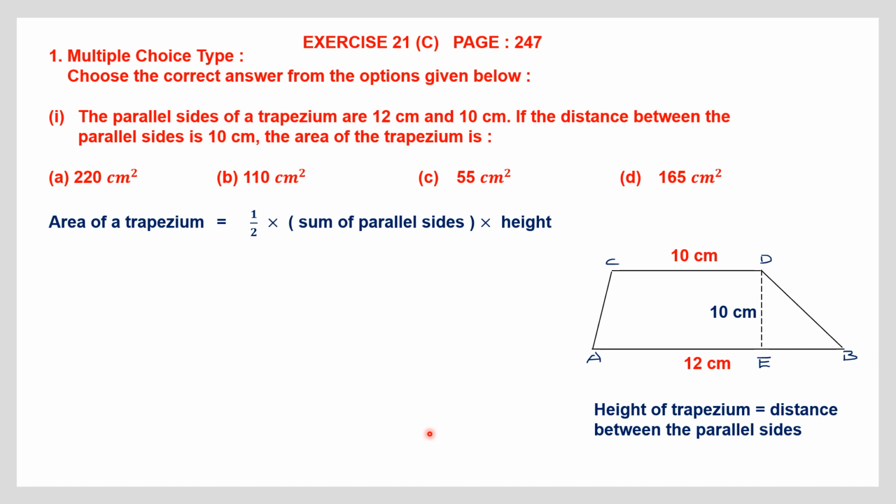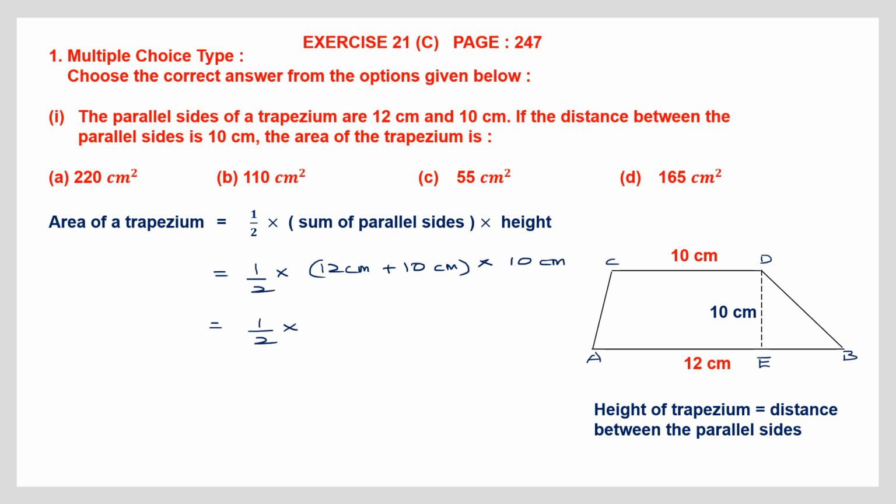So we've been asked to find the area and the formula is half into sum of the parallel sides into the height. So let's do that. So we can say half is 1 by 2 into parallel sides. What are the two parallel sides? 12 centimeters and 10 centimeters. So sum means we have to add it up. So add up these two and multiply this by the height, and the height is also given to us as 10 centimeters.